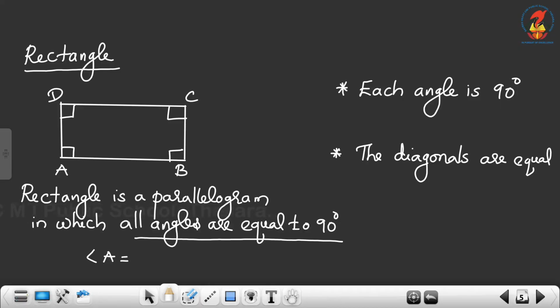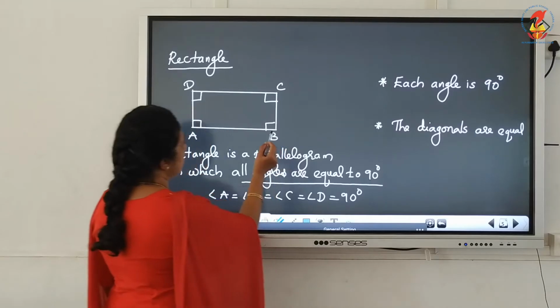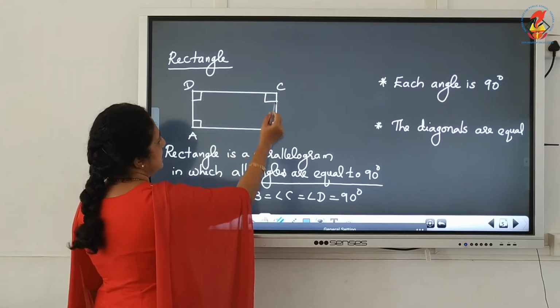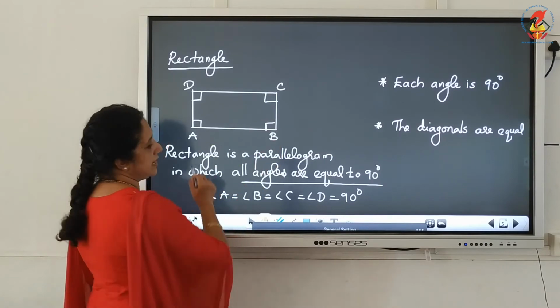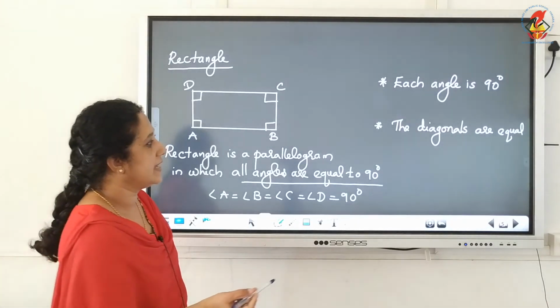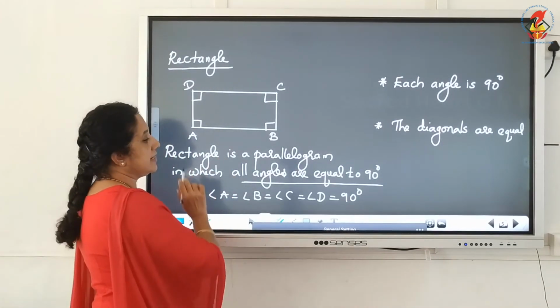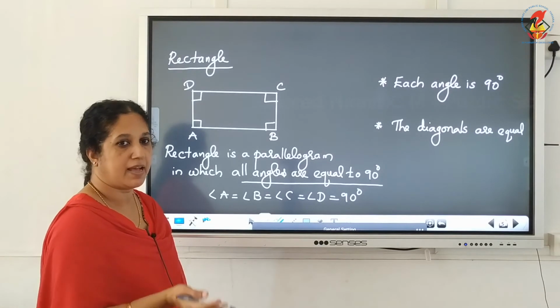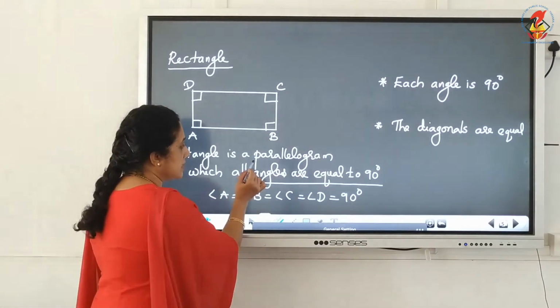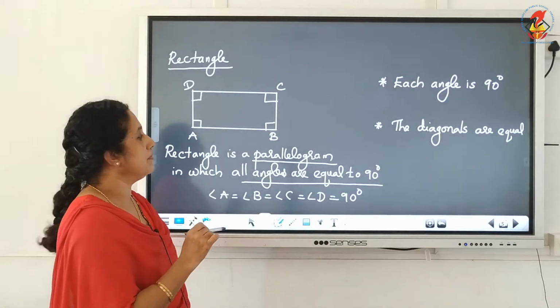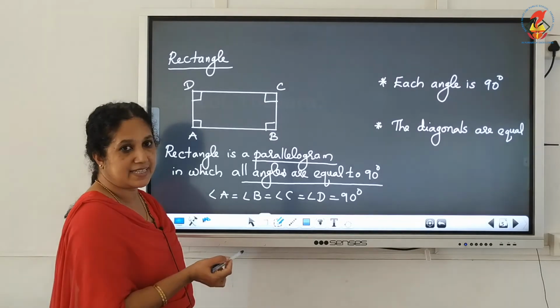Angle A is equal to angle B equal to angle C equal to angle D is equal to 90 degree. Or we can say angle BAD, angle ADC, angle DCB and angle CBA. So each angle is equal to 90 degree and the diagonals are equal. So this rectangle has all the properties of the parallelogram, and we can say that the diagonals are equal.